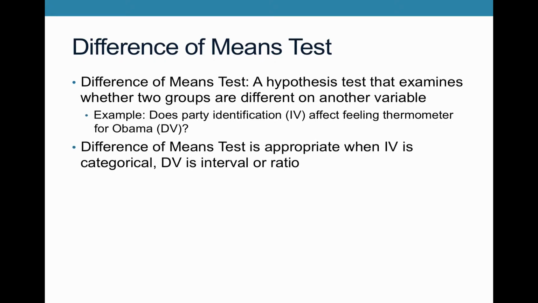This kind of test is most appropriate when your independent variable is categorical. Again, party identification is Democrat or Republican. And then your dependent variable is interval or ratio. This is because you're calculating an average. So feeling thermometer is an interval variable. So you're able to say, Republicans have a feeling thermometer for Obama of 34, and Democrats have a feeling thermometer of 55, something like that. You're able to quantify it in that way.